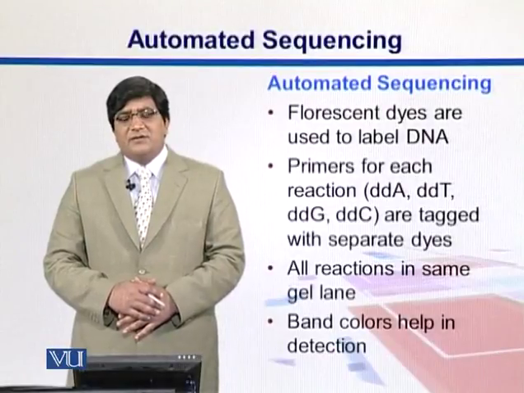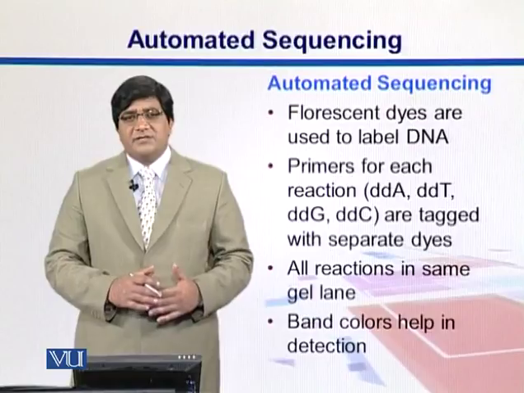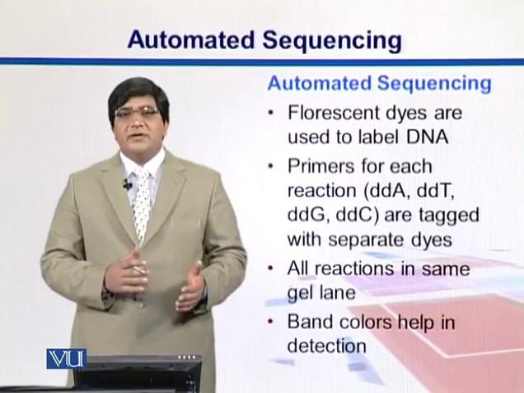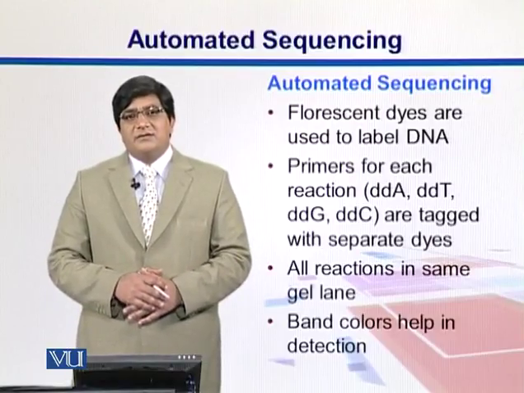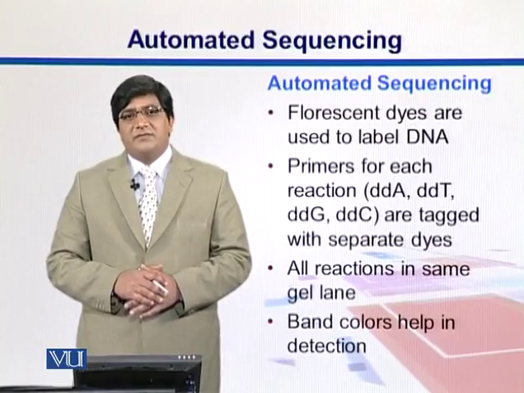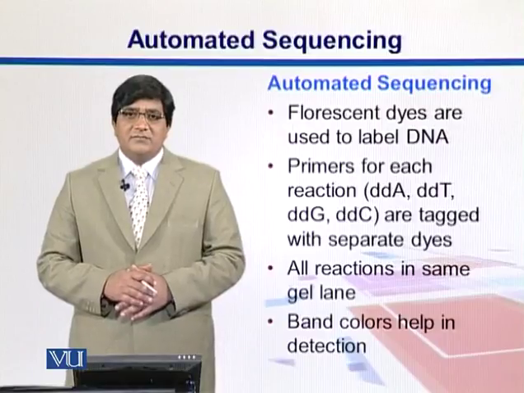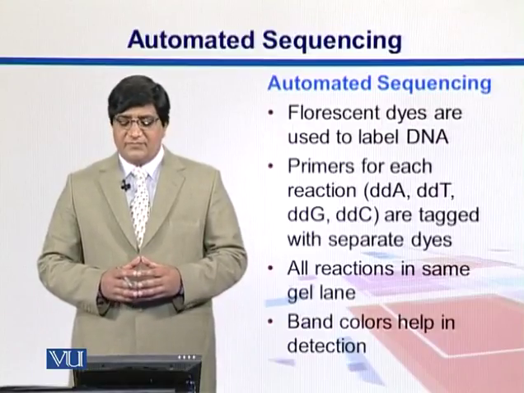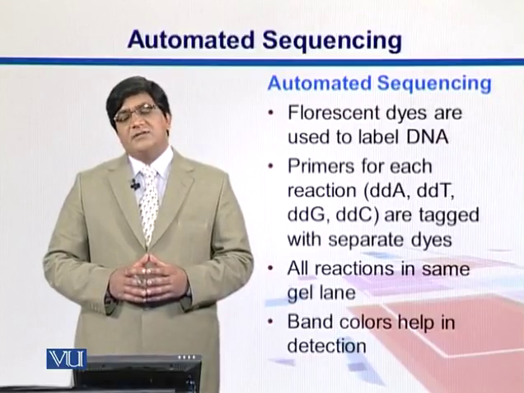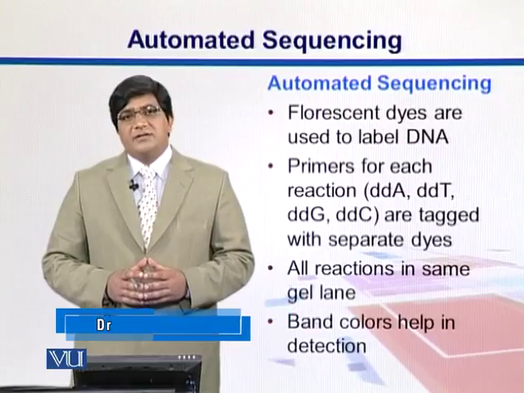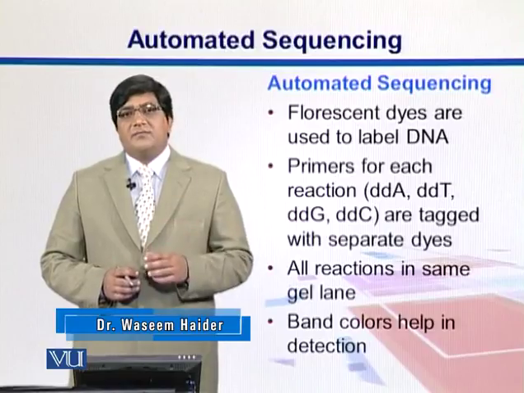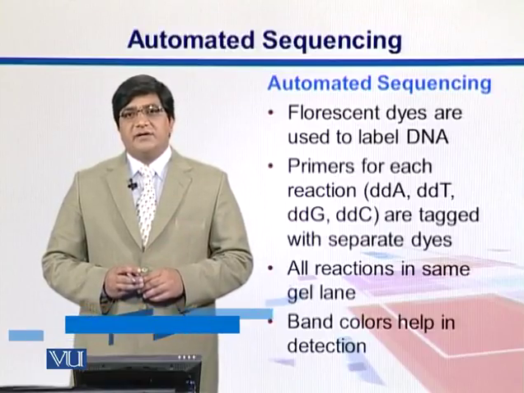So the manual method of sequencing, where you need to interpret the gel by yourself, got its pace with the discovery of automated sequencing. Within automated sequencing, the main discovery which helped a lot was the discovery of different dyes, which are fluorescent dyes, so that they can give different colors. So what we do here is we take those nucleotides and set up different reactions, but the primers in each reaction are labeled with different dyes.